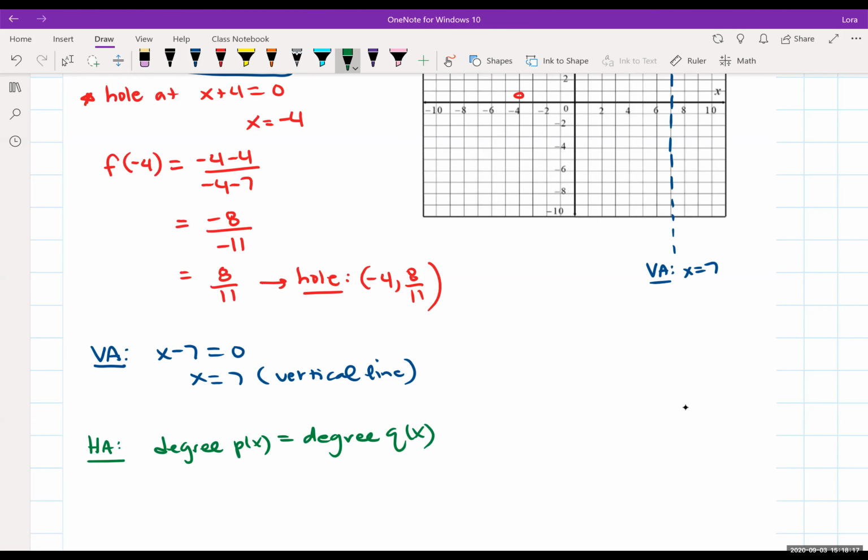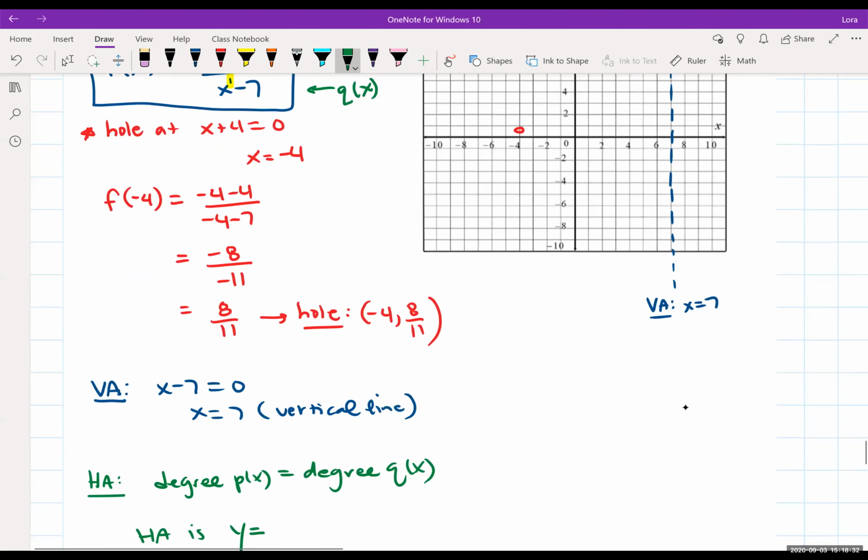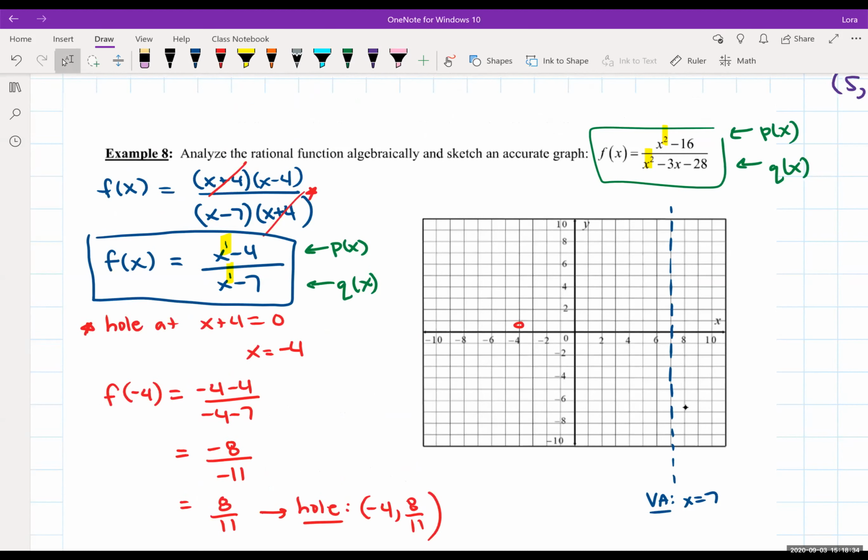So this tells me there is a horizontal asymptote. And horizontal asymptotes are always horizontal lines. So this is why we have a y equals. And what we're looking for is the leading coefficient of P of X and the leading coefficient of Q of X. Well, in both cases, the leading coefficients are 1.